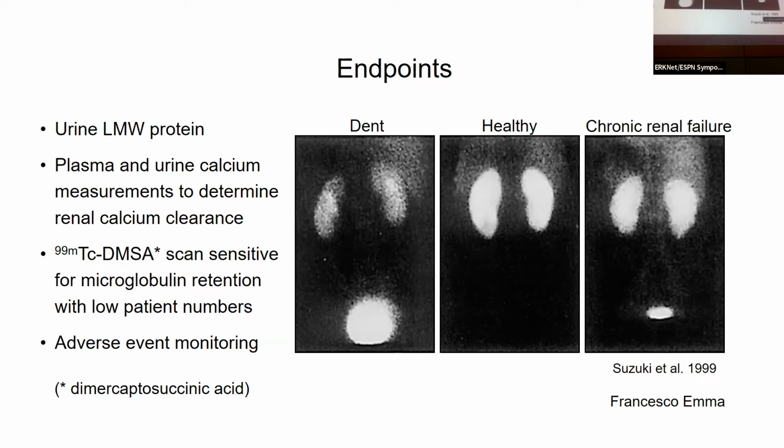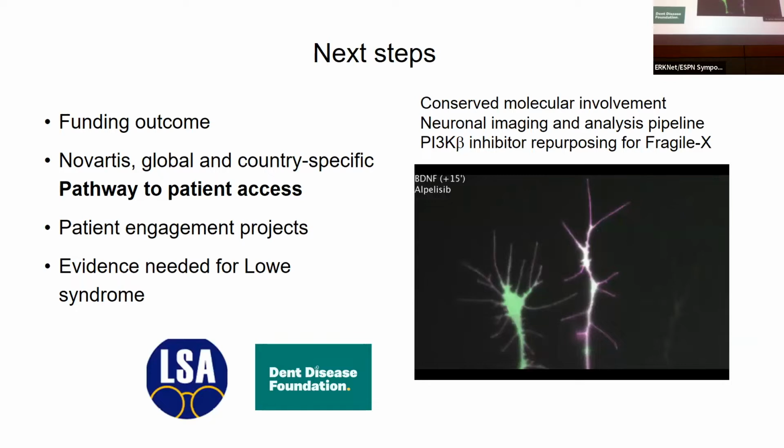And then we think important in this low patient number situation is to have a DMSA scan, a quantitative measure that looks at the protein retention in the kidney, meaning that's a very sensitive measure here. And in this disease, it's a very characteristic pattern that the radionuclide goes into the bladder rather than being present in the kidney. And of course, this is primarily a safety trial in the first instance, looking for adverse event monitoring. So the next steps are the outcome of the funding applications, as we've heard so far, and also continuing to engage with Novartis, looking at the pathway to patient access if we were actually successful.